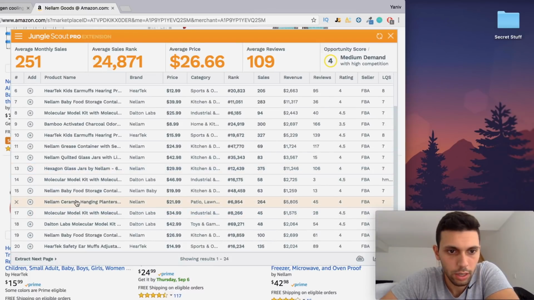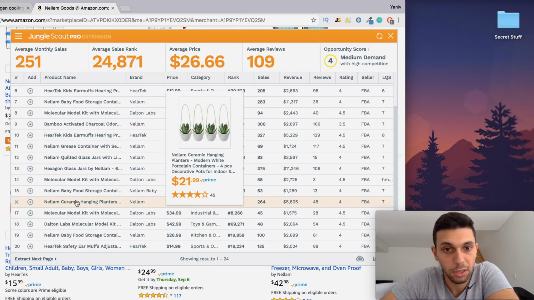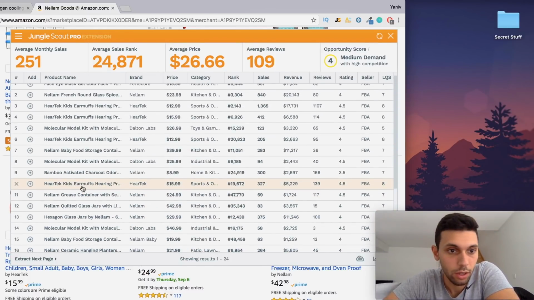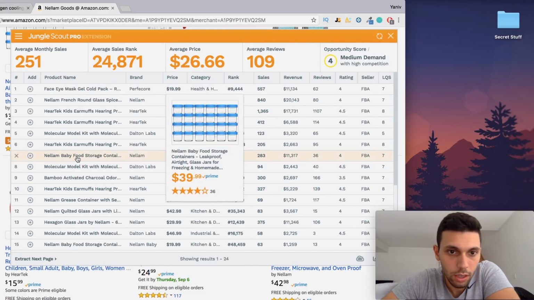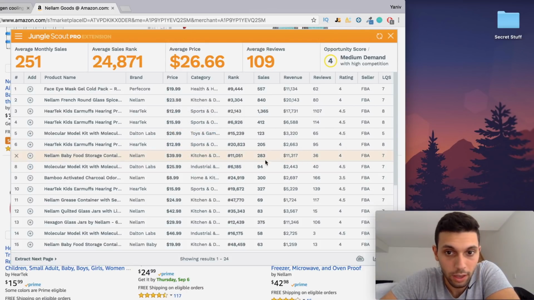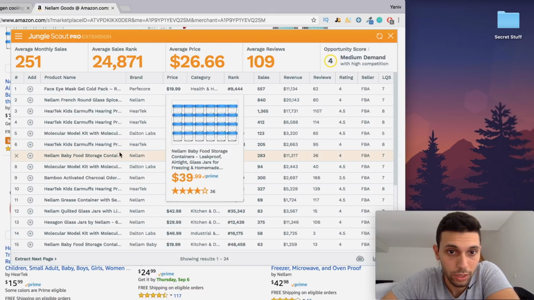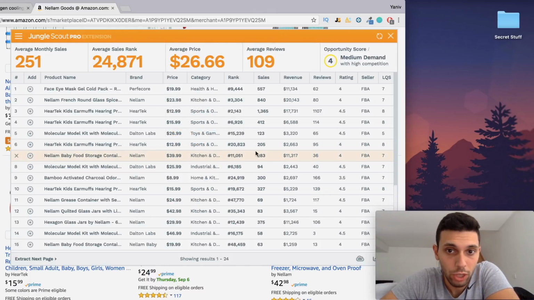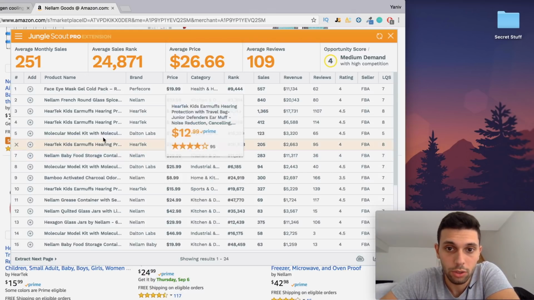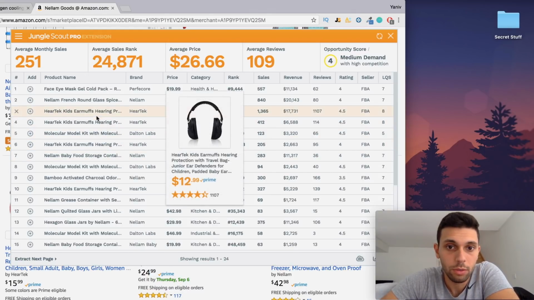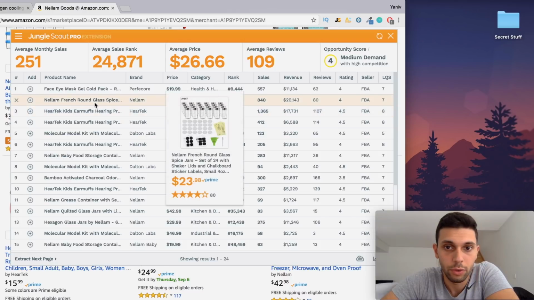But these hexagon glass jars, hanging plants, pretty cool, $6,000 a month. Here's another thing. Okay, whatever. Baby storage containers, leak-proof, airtight glass jars. Okay, $40. That's a really good product. It looks really good. So if you guys want to check that out, check that out. That looks really good. 11,036 reviews. That's a lot of reviews.